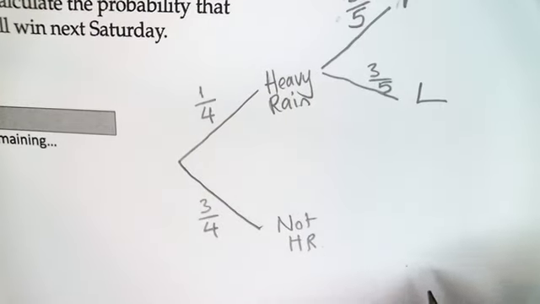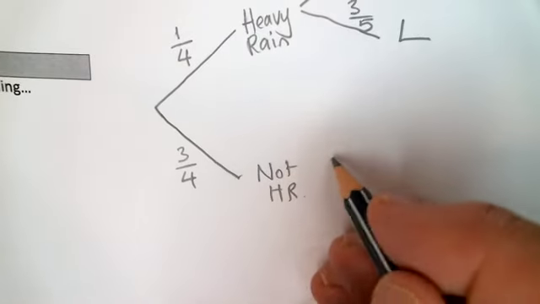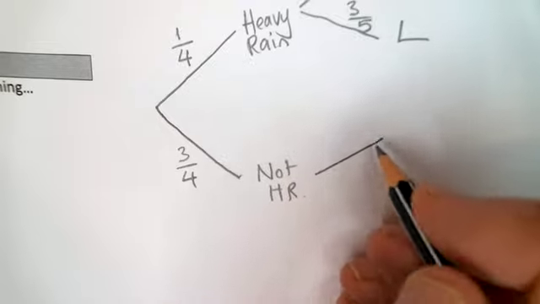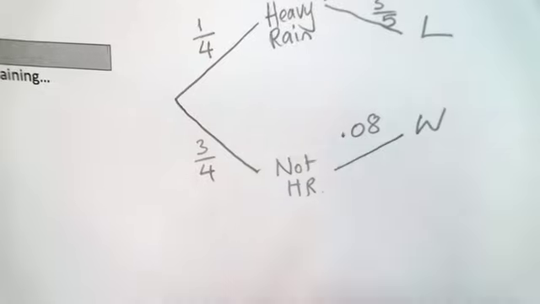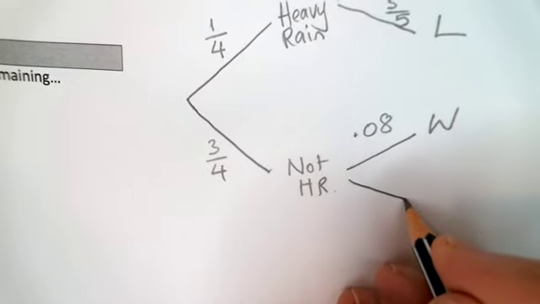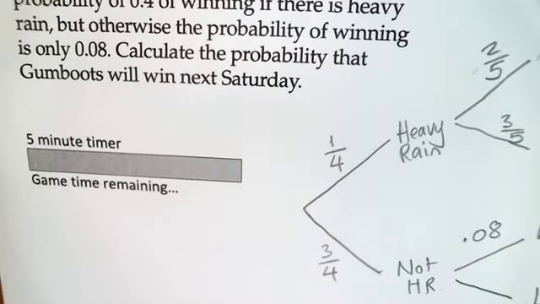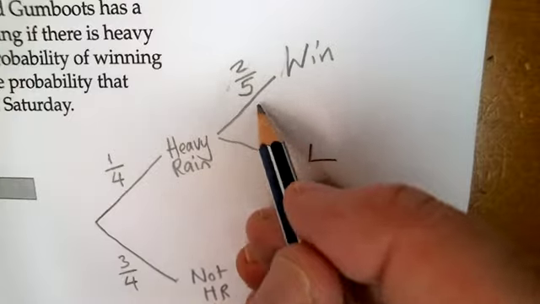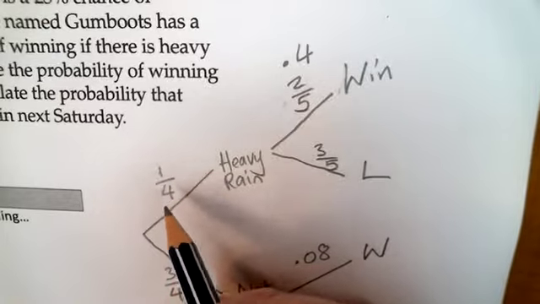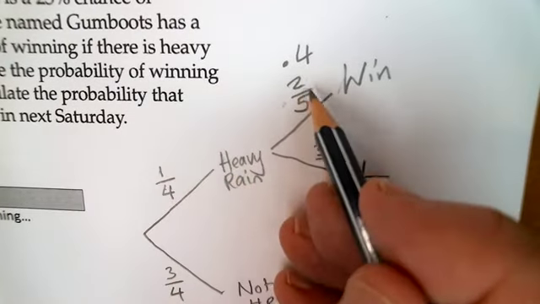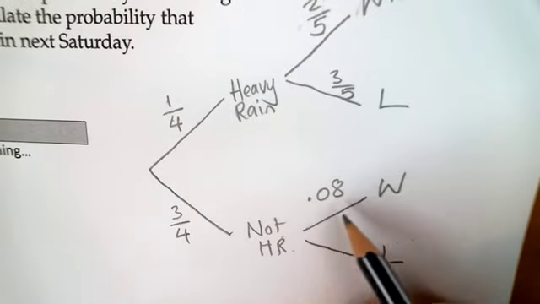Okay, so not heavy rain. If there's not heavy rain, his chance of winning goes down quite a lot, and it's 0.08. So this is a win now, and it's 0.08. And a non-win, a loss here, we're not really concerned about a loss. We just want to know the probability he's going to win. So the probability of a win is either going to be 0.4 here or 0.08. So it's going to be either heavy rain and a win, or not heavy rain and a win.